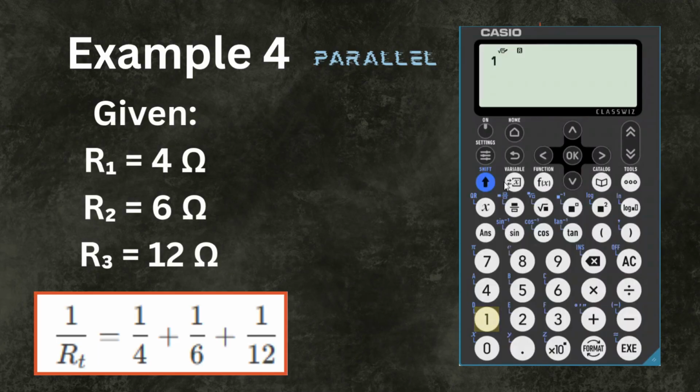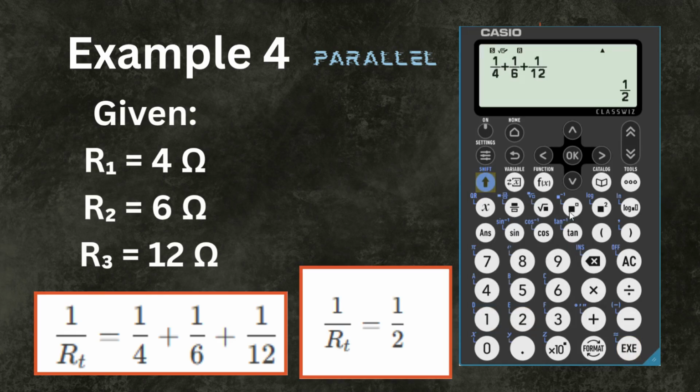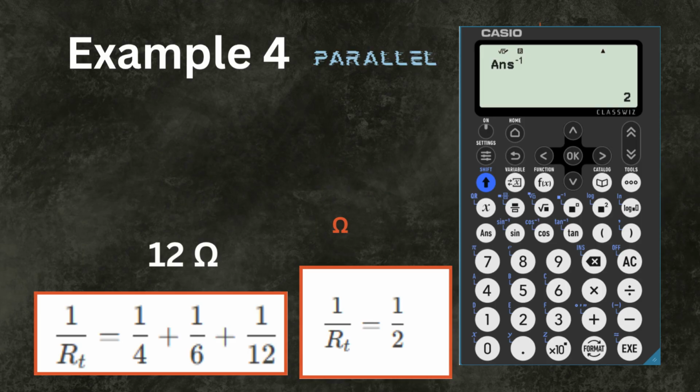Calculation method 1. Use the fraction button on your calculator and enter 1 divided by 4 plus 1 divided by 6 plus 1 divided by 12. Then press equals to obtain the answer. The result is 1 over 2. After that, use the reciprocal function on your calculator, which is the x to the power of minus 1 button. Therefore, the total resistance is 2 ohms.